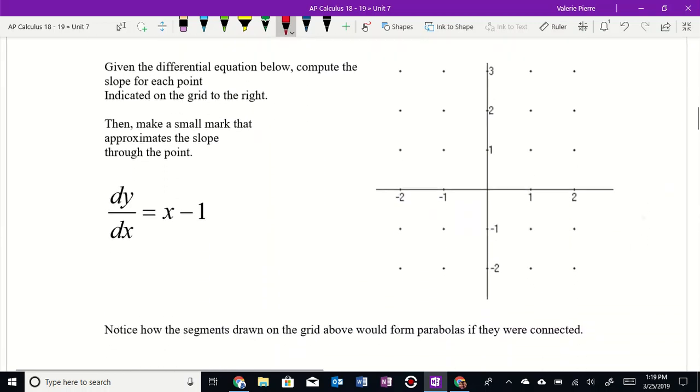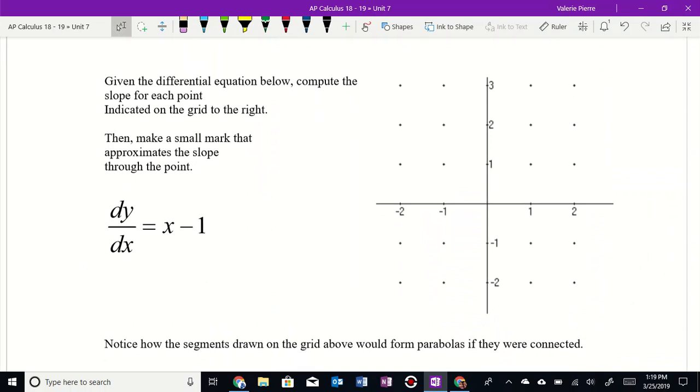Okay, so here we go. Given the differential equation below, we want to compute the slope for each point indicated on the grid to the right. Then make a small mark that approximates the slope through that point. So first slopes we want to find are when the slope is 0, because when the slope is 0, our tick mark is just going to be a horizontal line. So we want to know when dy dx equals 0. That happens when x equals 1. So everywhere x equals 1, we're going to make a horizontal tick mark.